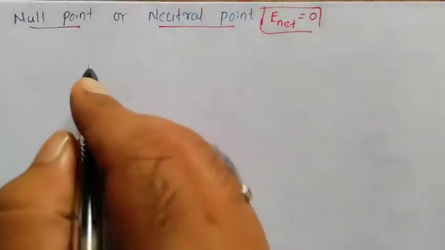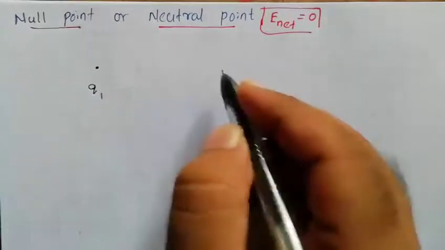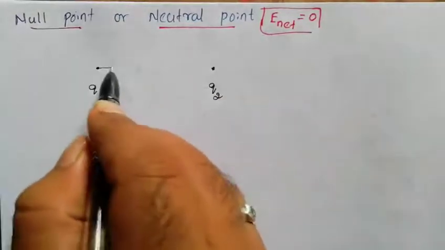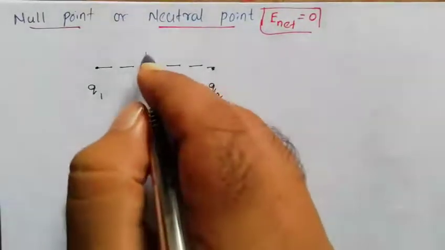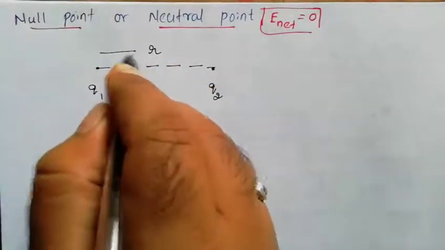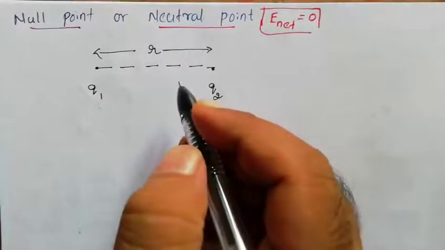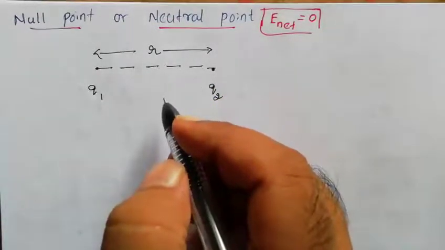In order to discuss these cases, let us consider two charges separated by some distance r. One charge we call q1, and there is one more charge we call q2, and these two are separated by some distance. Let me take this distance as R, from q1 to q2. So we need to locate a point where the resultant field becomes 0.